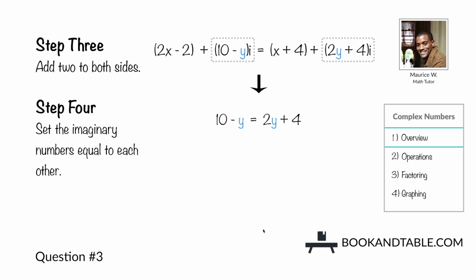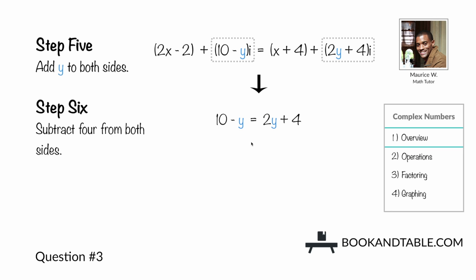Step 4, set the imaginary numbers equal to each other. So that would be 10 minus y is equal to 2y plus 4. And now we want to solve for y. So we'll start by adding y to both sides. That will get rid of y on the left side. Negative y plus y would be 0. So we'll have our y's on just one side. So that gives us 10 is equal to 2y plus y is 3y plus 4.